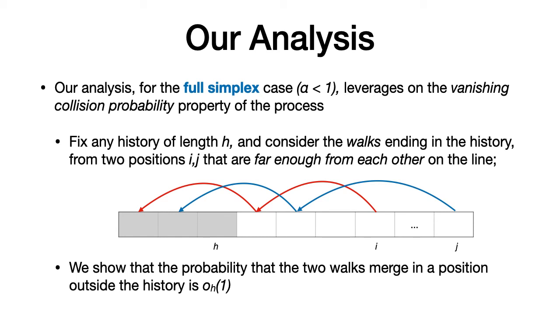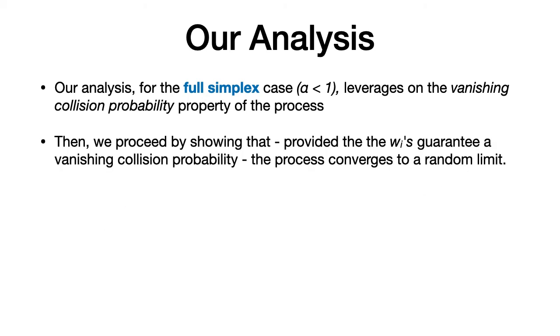We show that the probability that these two walks merge in a position outside the history converges to 0 as h increases. So given this property, which by the way holds in a more general case than the power law case, we prove that the process converges to a random limit. So given this property, the process has to converge to a random limit.